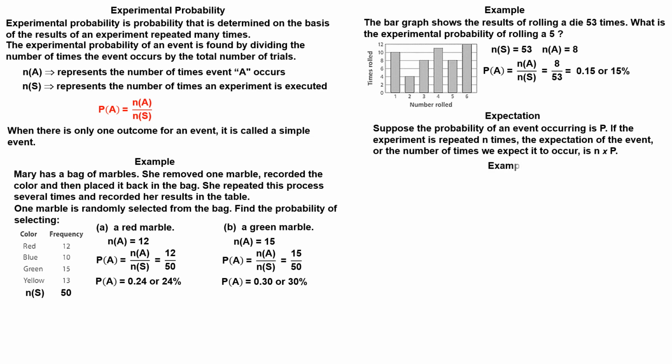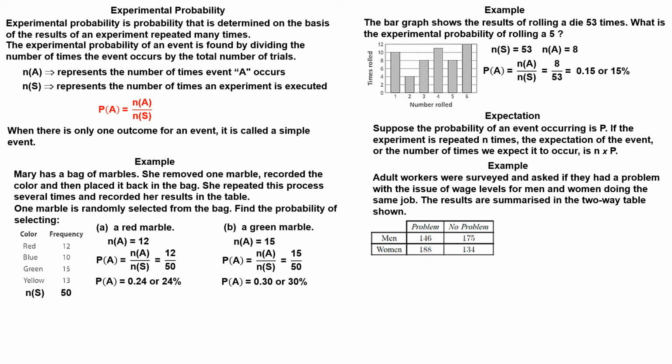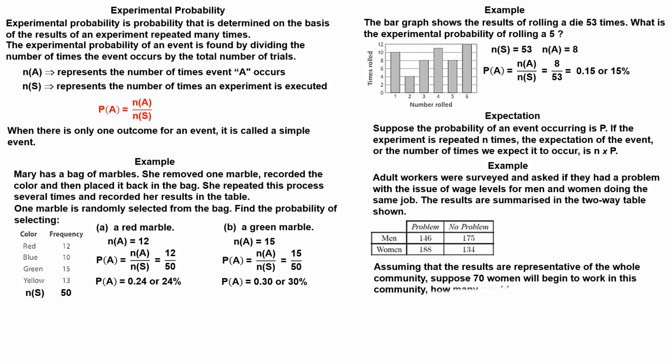Example. Adult workers were surveyed and asked if they had a problem with the issue of wage levels for men and women doing the same job. The results are summarized in the two-way table shown. Assuming that the results are representative of the whole community, suppose 70 women will begin to work in this community. How many would we expect to have a problem with the issue?